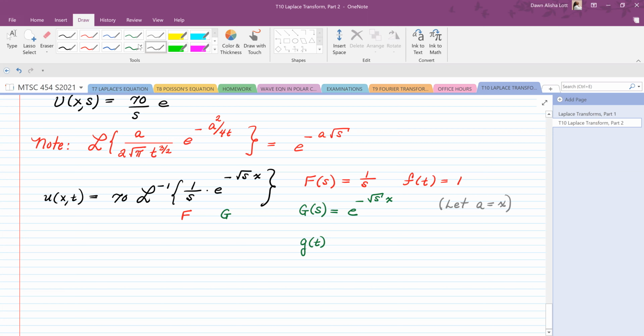So that means g of t then becomes x over 2 square root of pi t to the 3/2 power e to the minus x squared over 4t.